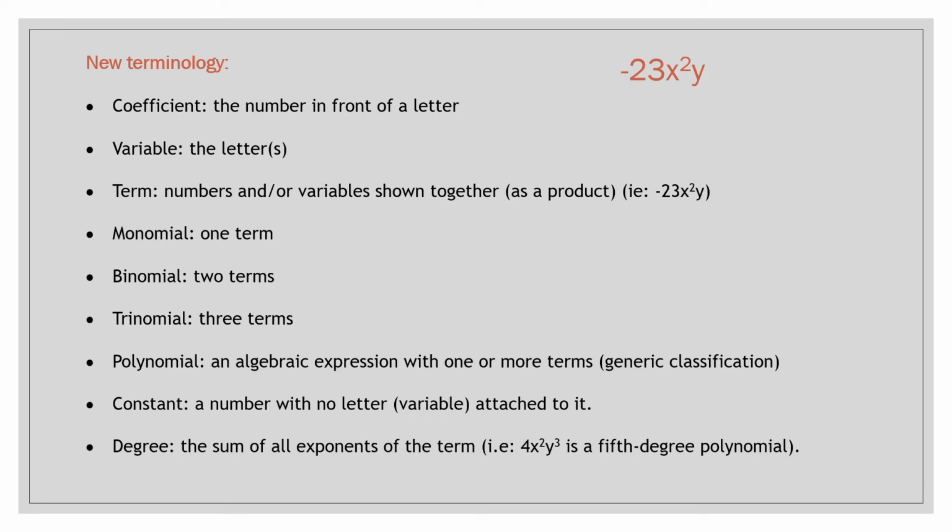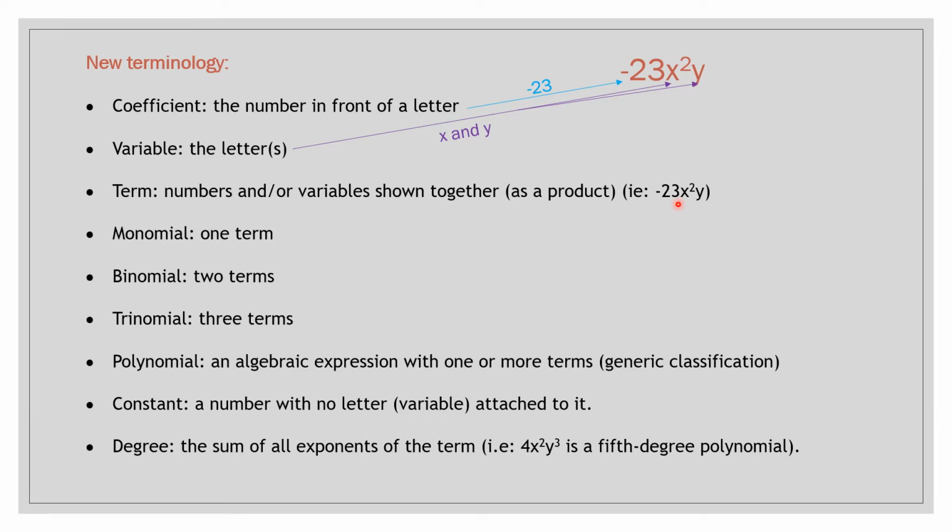Here's our new terminology. Coefficient is the number in front of a letter. So right here, that's the negative 23. That's a coefficient. Variable, that's the letters, because variable, think of something that varies or that changes. In this case, there's an x and a y. There's two variables here. Not the squared, just the letters, the x and the y. A term is when you put it all together. This whole thing is 23x squared y, and we know that from our work with exponents. The whole thing is called a term.